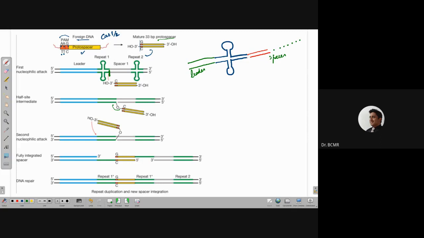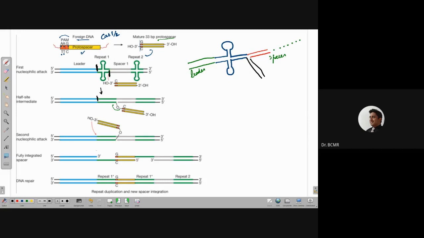So what I can do here is I'm going to put a different color. I'm going to now draw a spacer that is already attached. You can assume it to be something like this. Okay, that is the spacer. Now what happens is there is another nucleophilic attack that happens in this location. First one happened here, second one happened here. In this picture here, it is shown as single linear ones. Okay, so the cut is made here and then it is ligated.